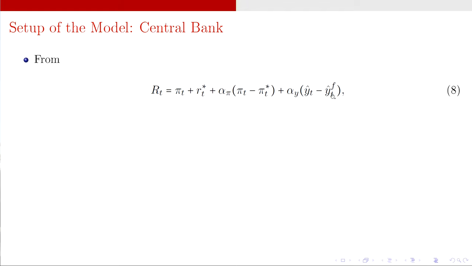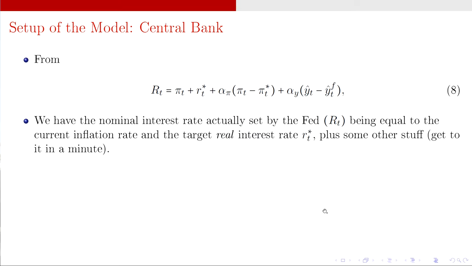And then, of course, this alpha y explains how responsive this nominal interest rate is to deviations in actual output from the flexible price output, right? So the larger any change in the output gap is, the more it's going to be mapping to this nominal interest rate via this coefficient, alpha sub y. So we have the nominal interest rate actually being set by the Fed, and it's equal to the current inflation rate, the target real interest rate, plus some other stuff, right? If you were to drop all this other stuff, the nominal interest rate is equal to the inflation rate plus the real rate. So covering up all this other junk and just looking at this term, the plus, and then this term, this is the Fisher rule. This is the Fisher equation.